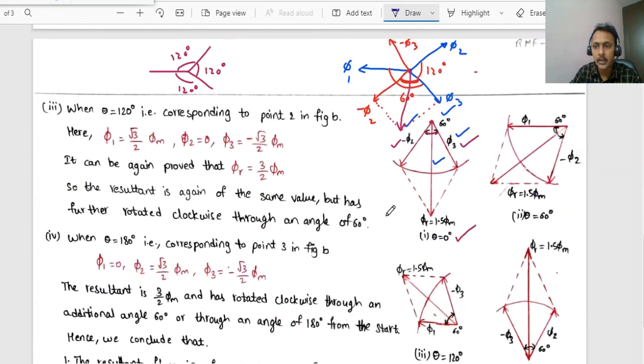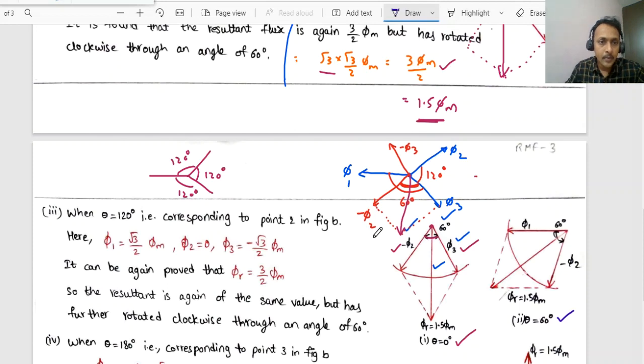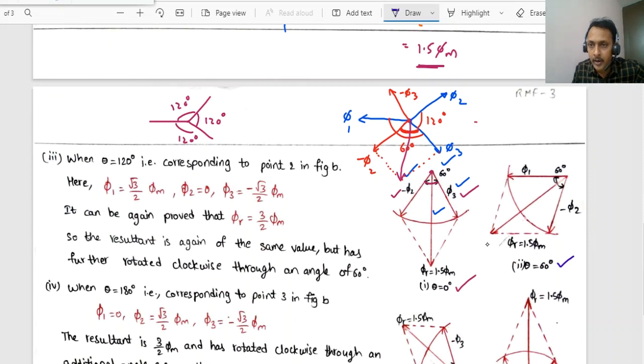So like this, at another instant also, at theta equals 60 degrees, now the diagram has changed. Which one became 0? Phi 3 became 0, right? So phi 1 value is positive, phi 2 value is negative. That is what we have done here. Phi 1 value is positive, phi 2 value is negative, minus phi 2, because the actual value of phi 2 will be here like this.